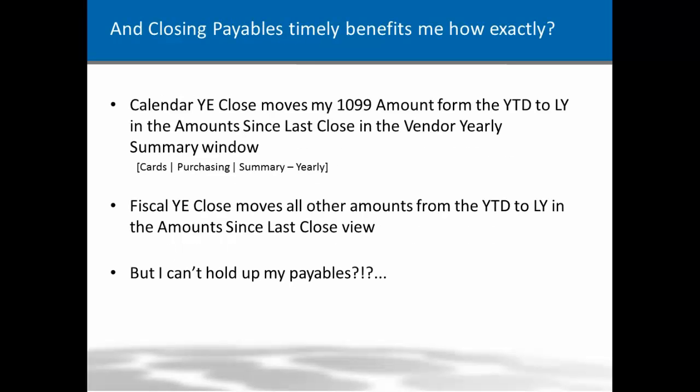So the calendar year-end close moves your 1099 amounts from year-to-date to last year and the amounts since last close in the vendor yearly summary window. And then it takes last year and moves it into life-to-date. The fiscal year-end close moves all other amounts. So when you close the calendar year, the only thing you're moving in there is your 1099 information. Everything else stays in there. When you close your fiscal year-end, it moves all of the other amounts because they could be two different dates.